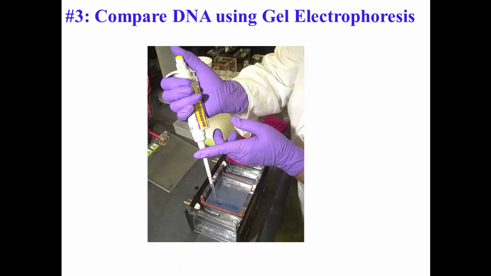The next thing that you're going to do is you're going to compare that DNA using the gel electrophoresis. In this picture here, you can see the gel and the pipette that's being used to pipette the dyed DNA into the gel.